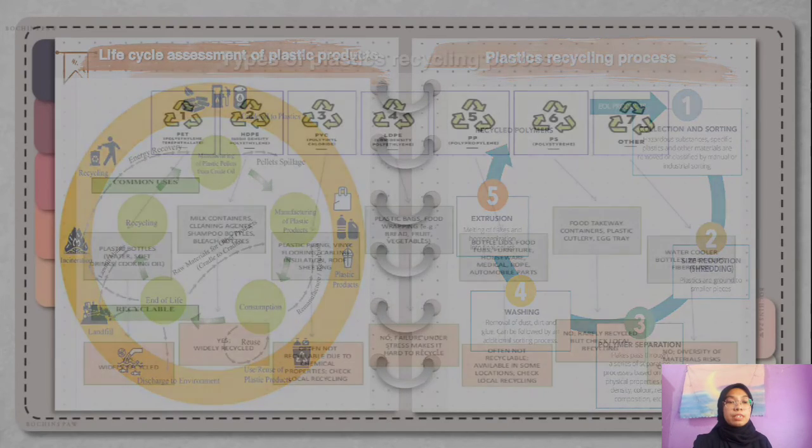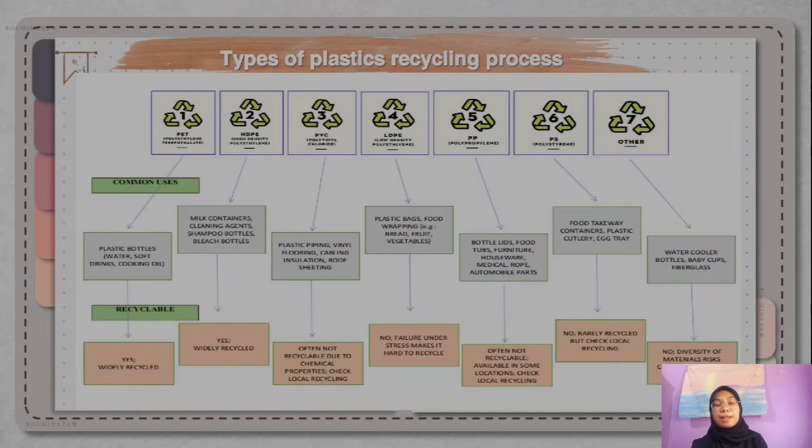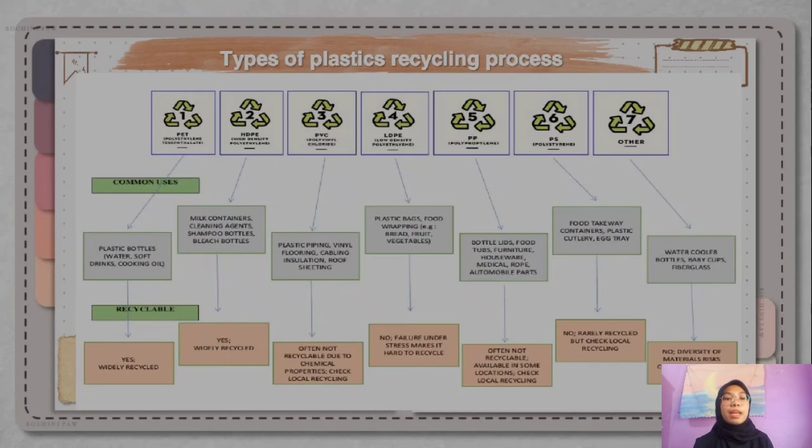Next, for the main types of plastic in the recycling process, we have PET, HDPE, PVC, LDPE, PP, PS, and others. They have different common uses and also different recyclability.